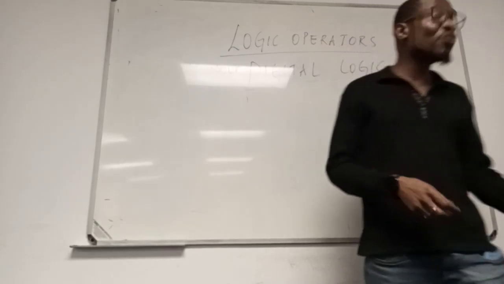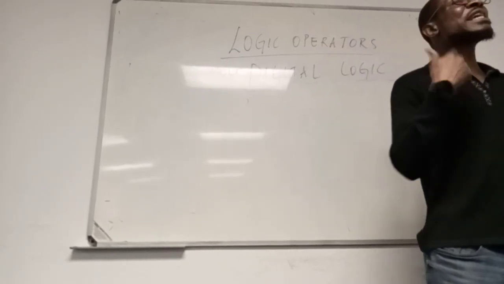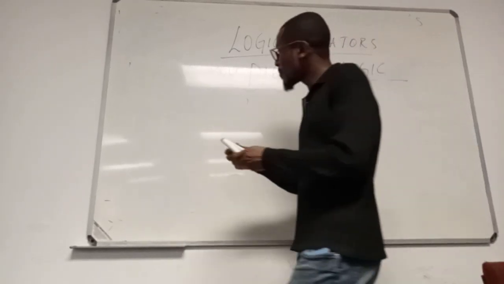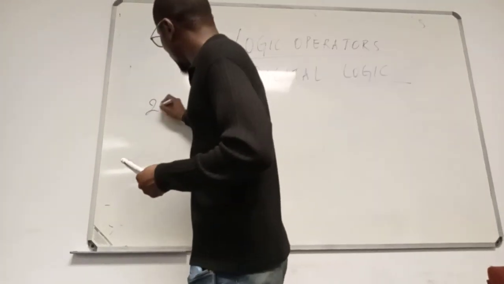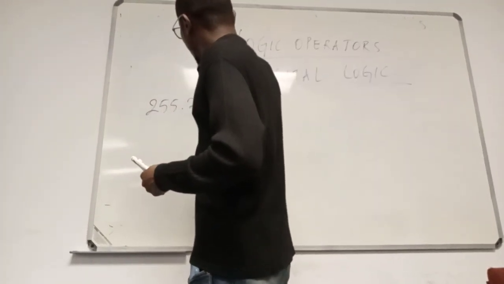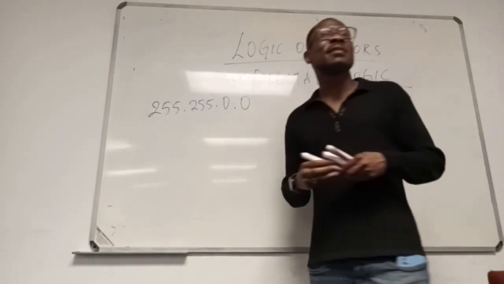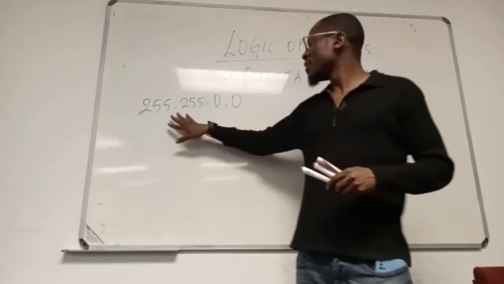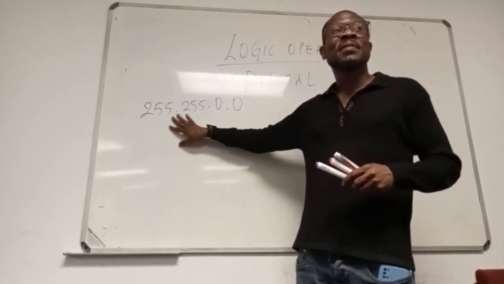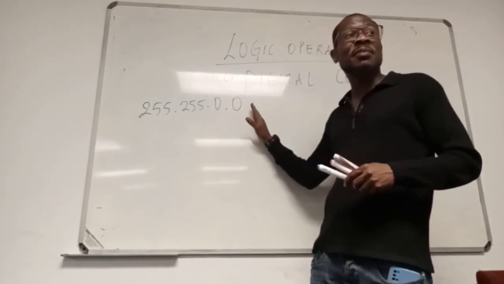So let's say you have a class C. This is your default subnet mask, 255.255.255.0. The 0 means you are not concerned about that part. You're going to be concerned about what's coming after.